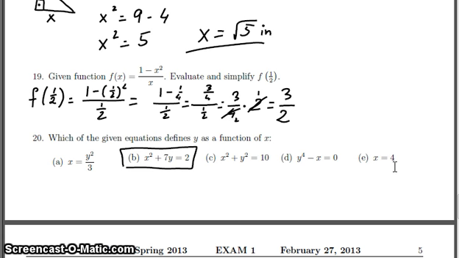X is equal to 4 is a vertical line. A vertical line is definitely not a function. It doesn't pass the vertical line test. So the only one is x squared plus 7y is equal to 2. And then if you solve it for y, you're going to get 2 over 7 minus 1 over 7 x squared. It's a parabola.